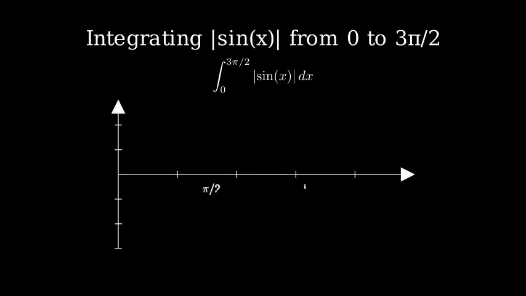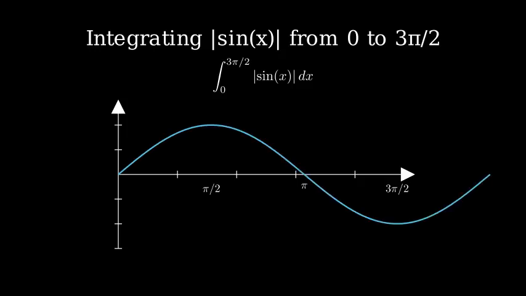Here's our coordinate system, and here's the graph of sine of x in blue. Now, the absolute value of sine means we take the positive part of the function. So any negative values get reflected above the x-axis, giving us this red curve.